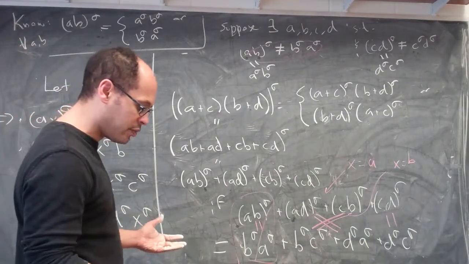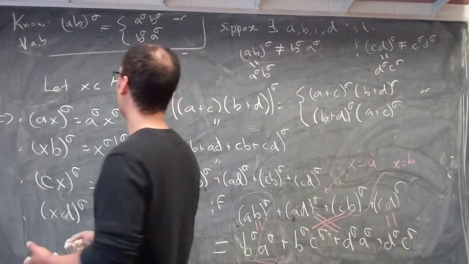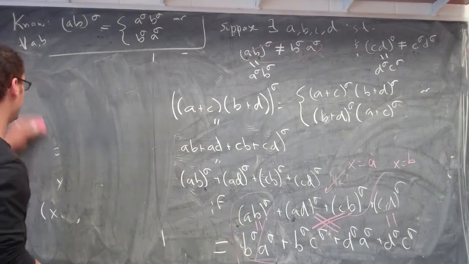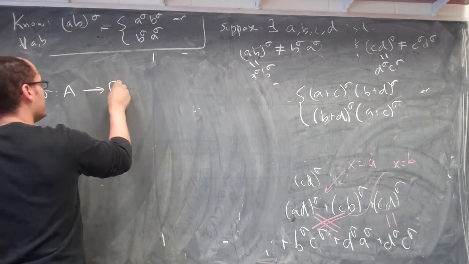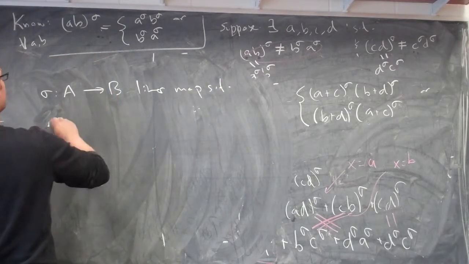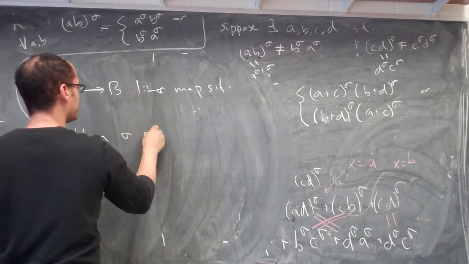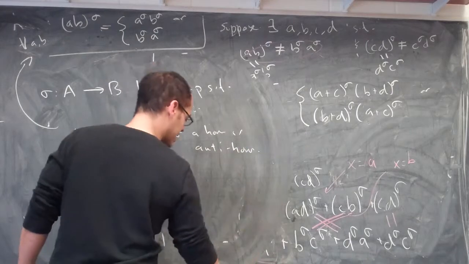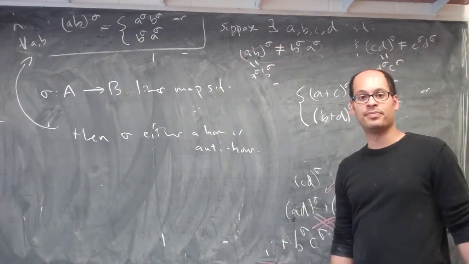The statement then is that if we have a pair of associative algebras A and B, and a linear map sigma between them, so maybe I'll just record this for the sake of posterity, we've actually shown that if sigma from A to B is a linear map such that for all A and B, this is equal to that, then sigma is either a homomorphism or an anti-homomorphism. So if it's an element-by-element homomorphism or anti-homomorphism, then it is actually a homomorphism or an anti-homomorphism. Thanks.